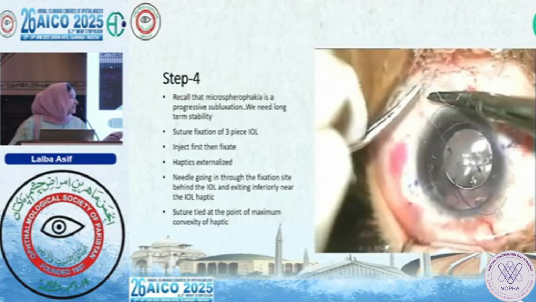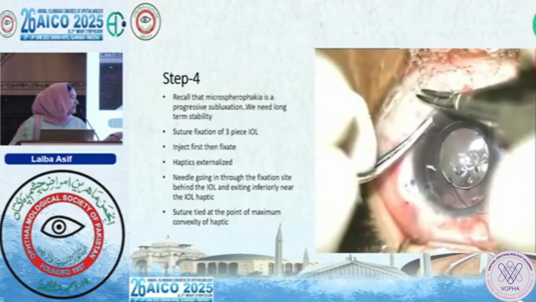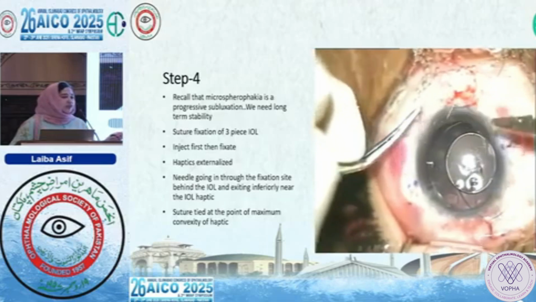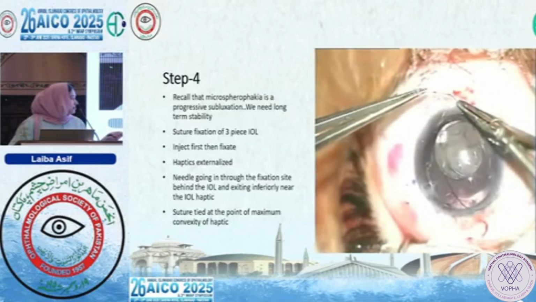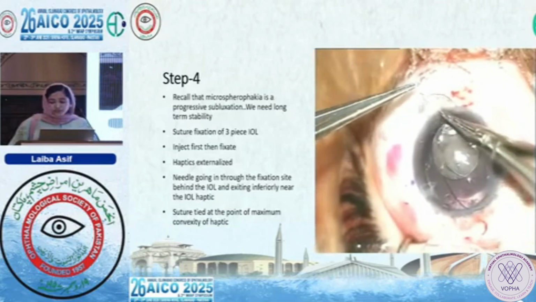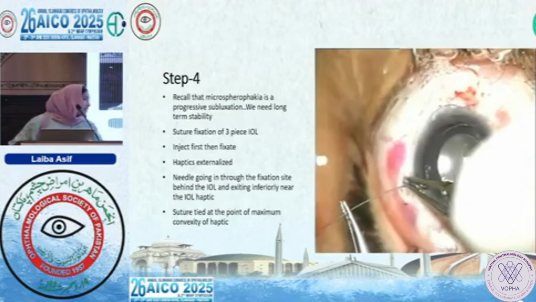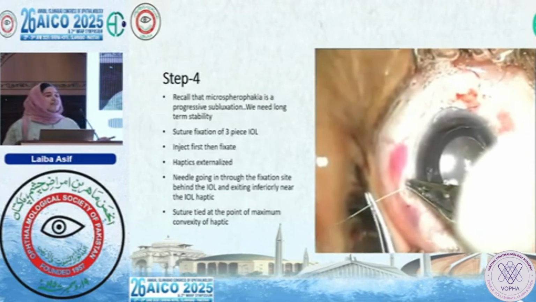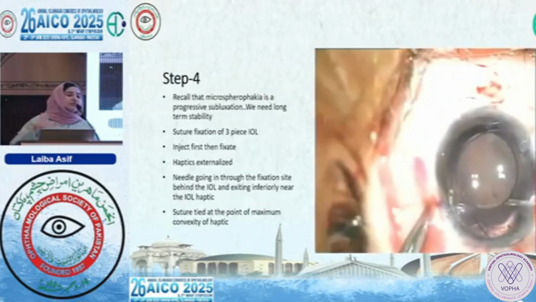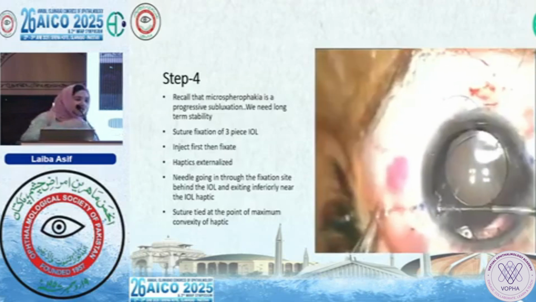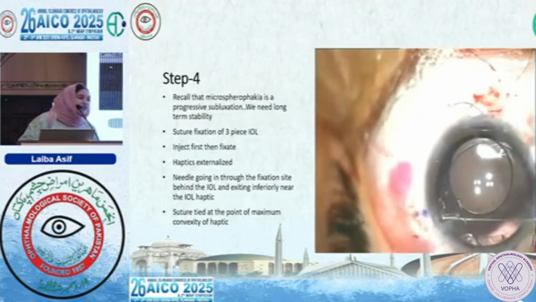Once the suture has been externalized over here, the suture is tied to the point of maximum convexity of the haptic. The same procedure is performed on the opposite side. The point to note here: when the needle is being introduced from the fixation side posteriorly, we induce a small hole in the posterior capsule.